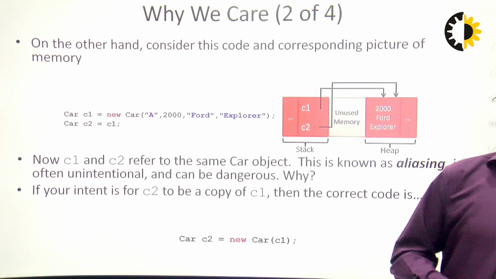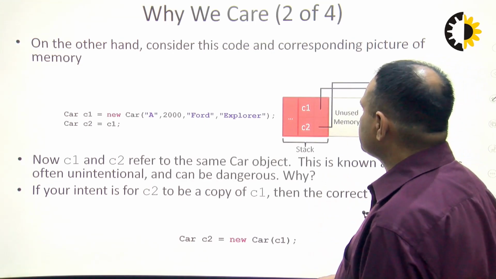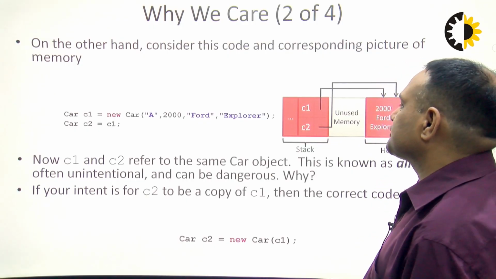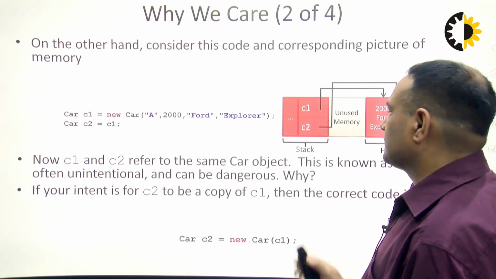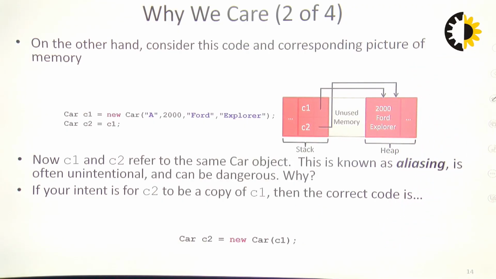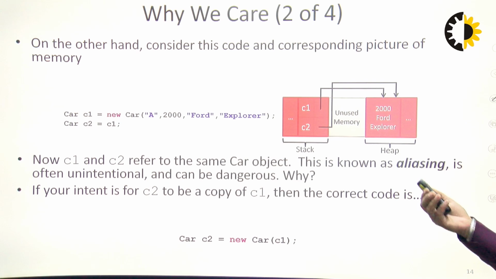On the other hand, consider this code and the corresponding picture of memory. C1 is equal to a new car object, and C1 and C2 have the same reference. Here you can see that the C1 object is created and allocated in main memory, and this C1 reference is assigned to C2. So C1 and C2 have the same reference because they point to the same information.